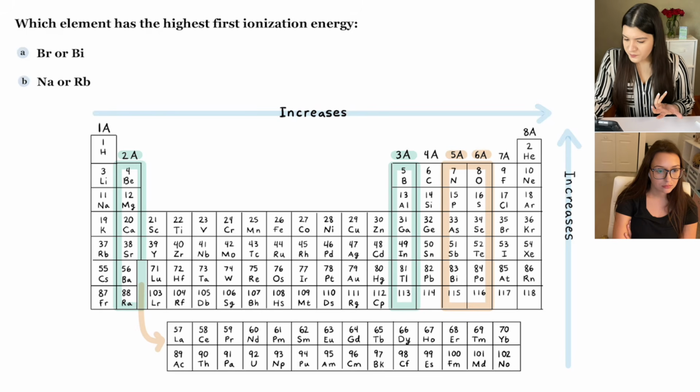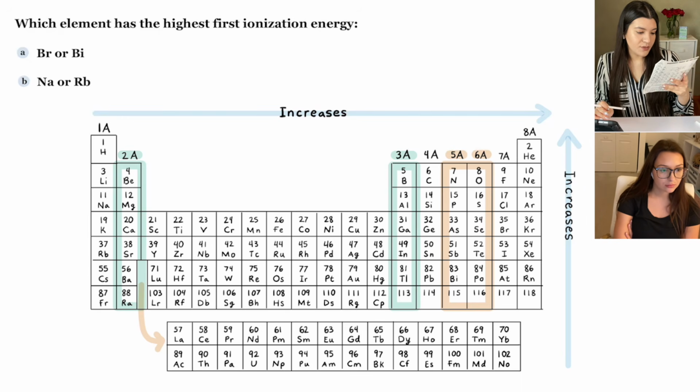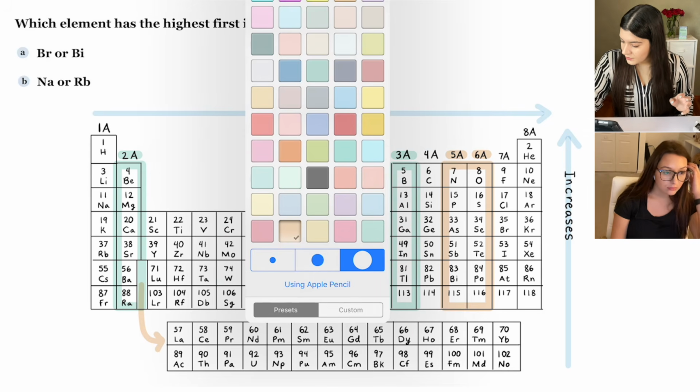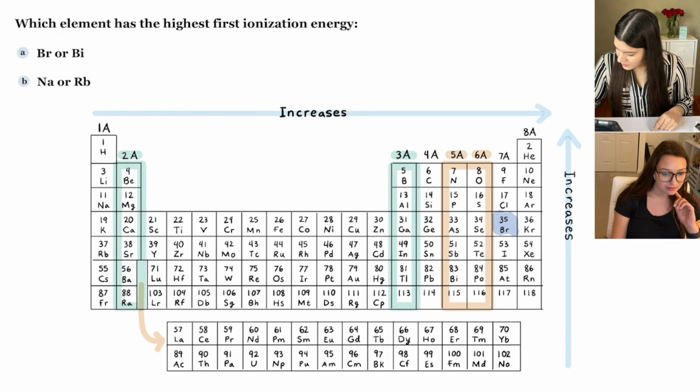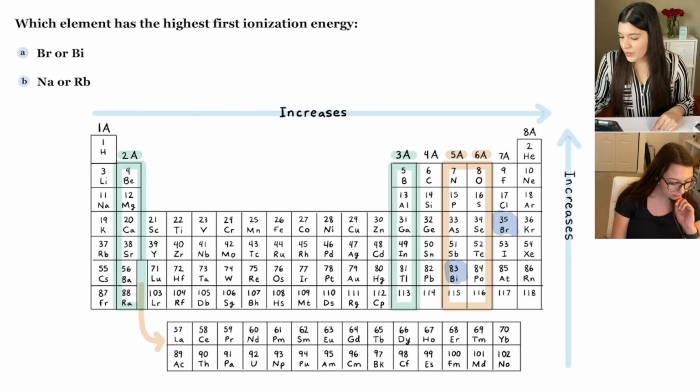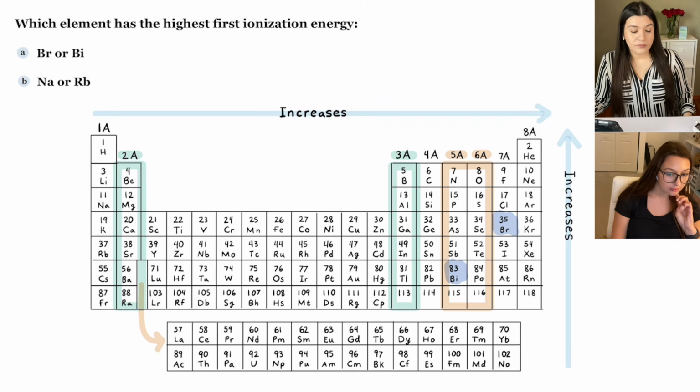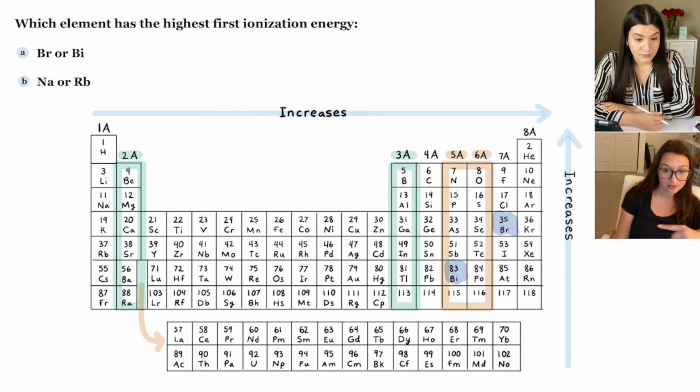Let me do one example. So if we're comparing, let's say, bromine and bismuth. I forget this one too, there are some that you just don't really see. Bromine is here, and bismuth is here. Which one would have the highest first ionization energy? Just looking at the trend. Which one has the highest?